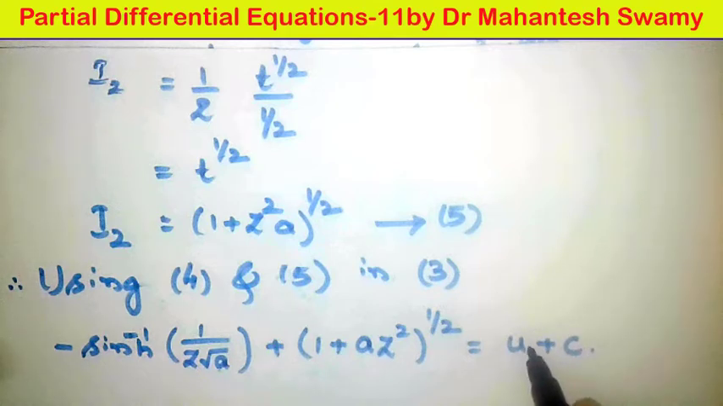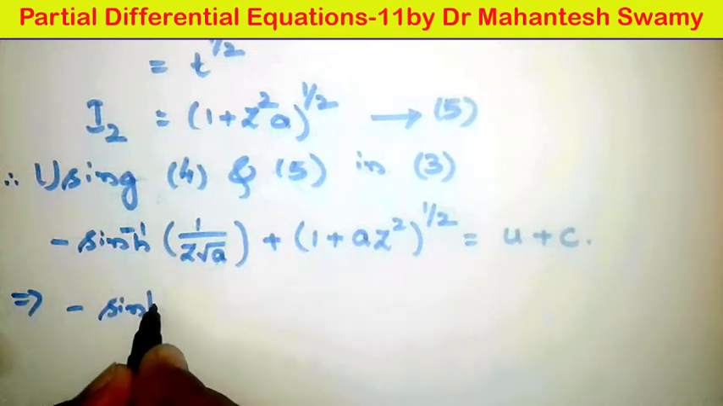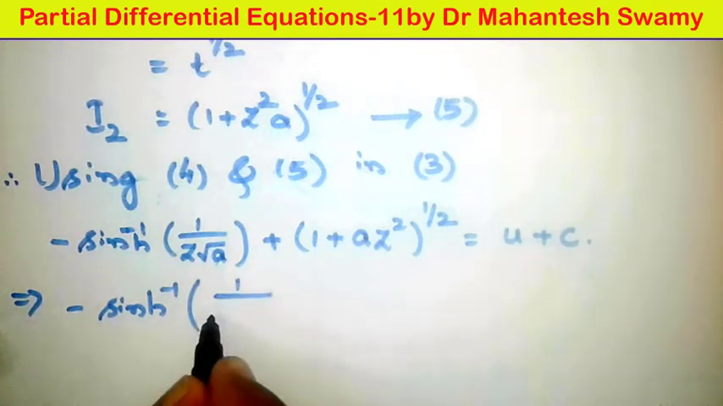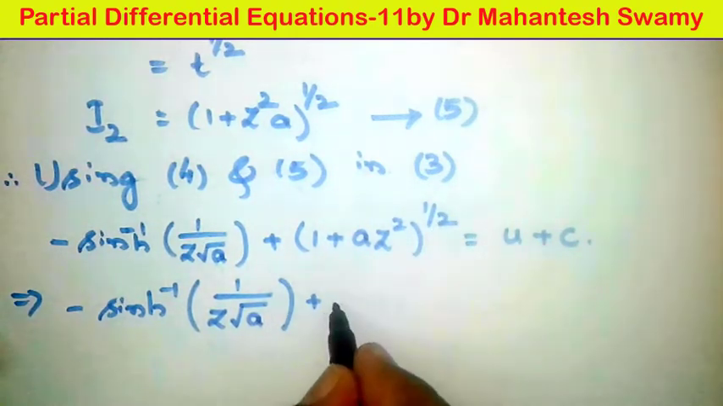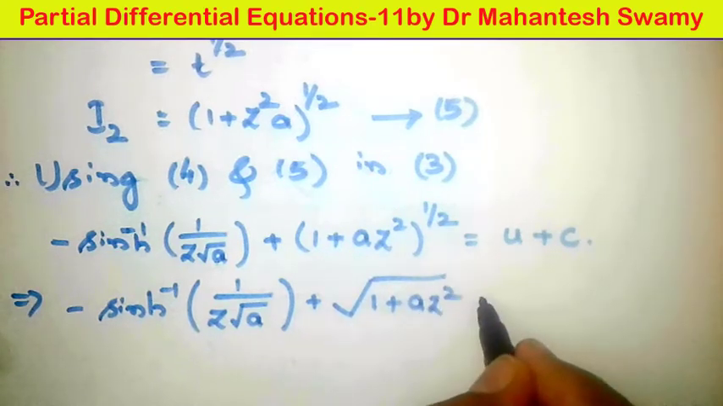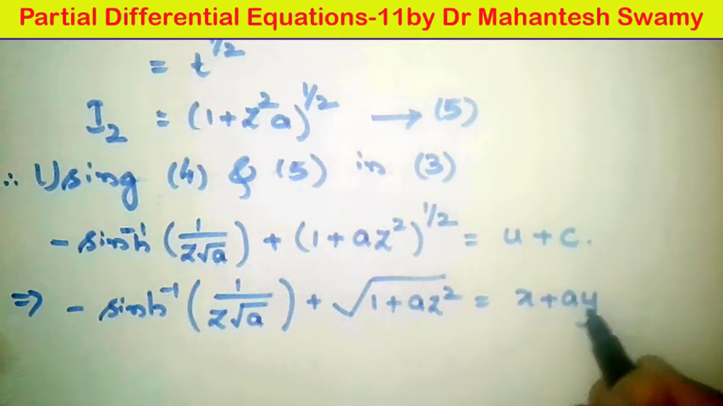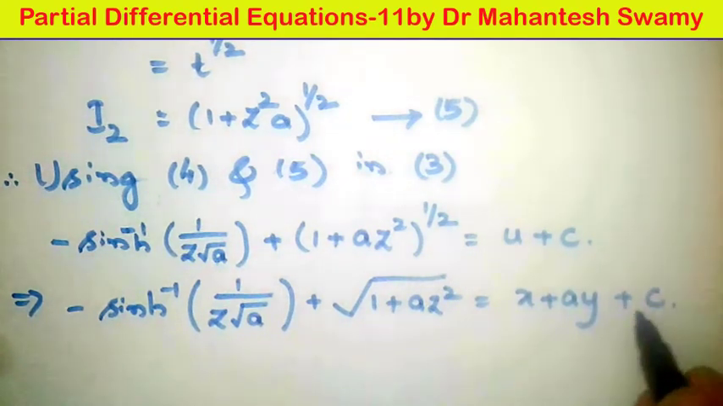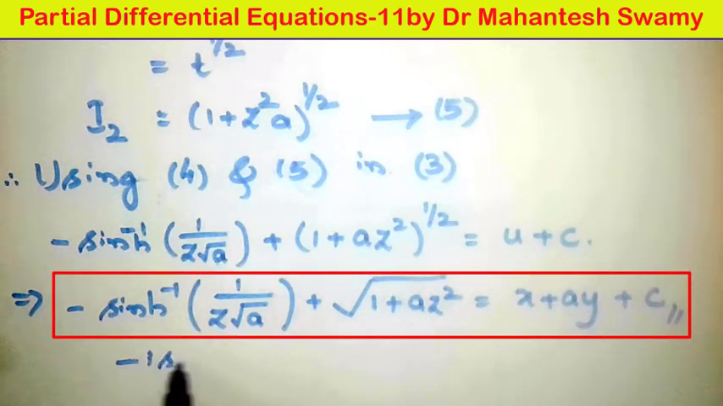And now let us substitute the value of u back and get the final solution. That is minus sine hyperbolic inverse of 1 divided by z root of a plus square root of 1 plus a z square, and our RHS u value is x plus a y plus c as it is. So this is the complete integral. This is the required complete integral of the given PDE.